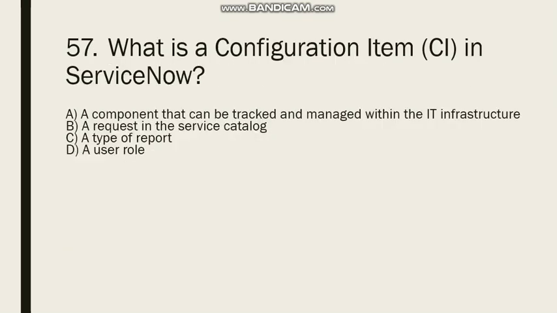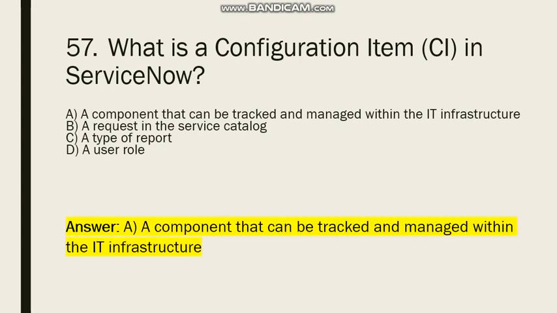57. What is a configuration item, CI, in ServiceNow? A. A component that can be tracked and managed within the IT infrastructure. B. A request in the service catalog. C. A type of report. D. A user role. Answer: A. A component that can be tracked and managed within the IT infrastructure.